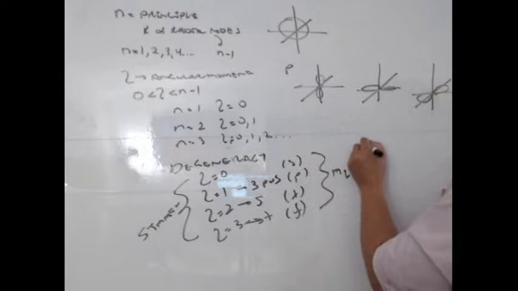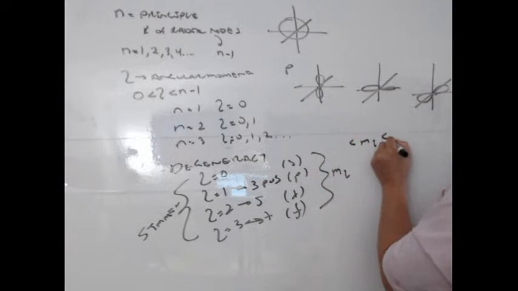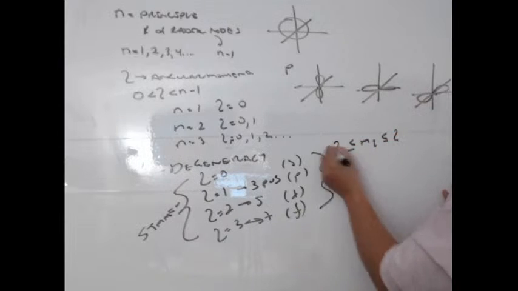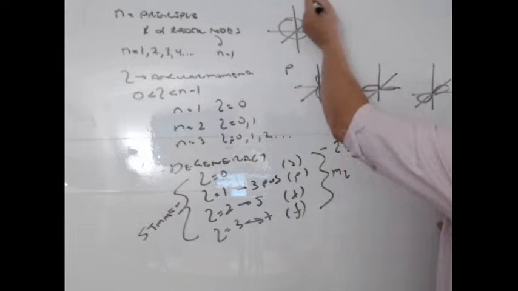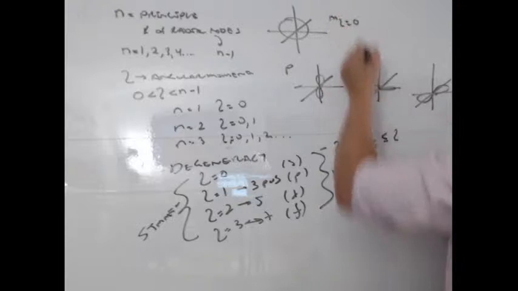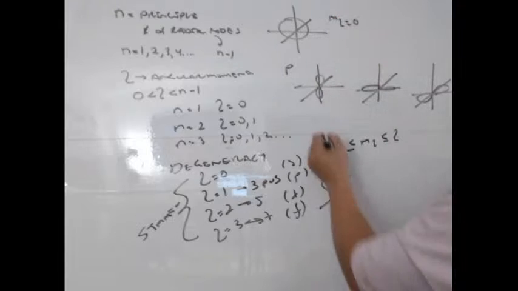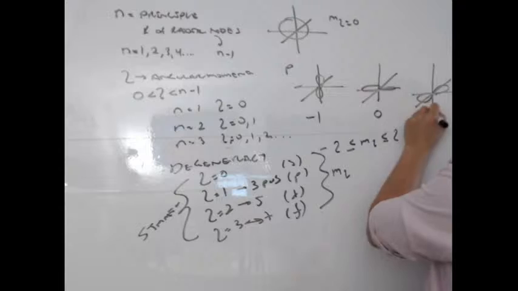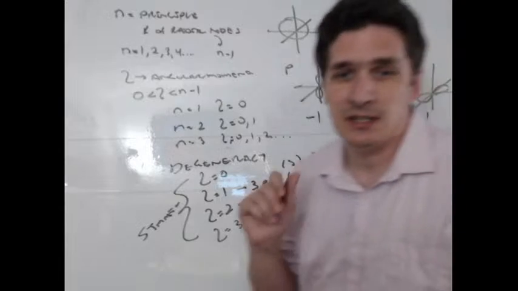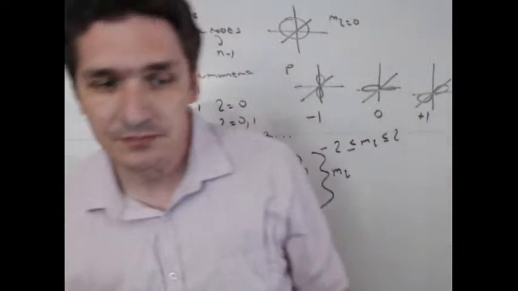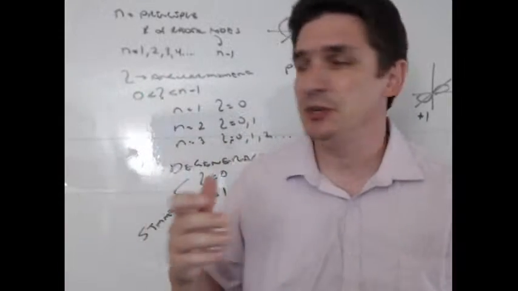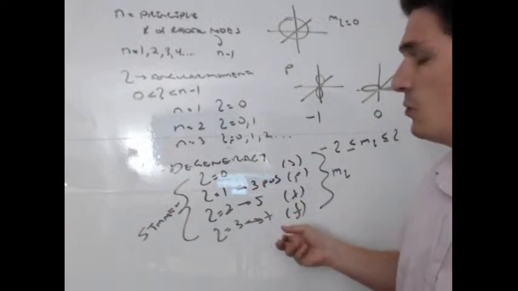So M sub L is between L and negative L. So in this case, M sub L equals 0. There's only one choice. Here, M sub L could equal negative 1, 0, and 1. When we get to D, we get negative 2, negative 1, 0, 1, and 2. So basically, M sub L tells you which of these atomic orbitals you're in.